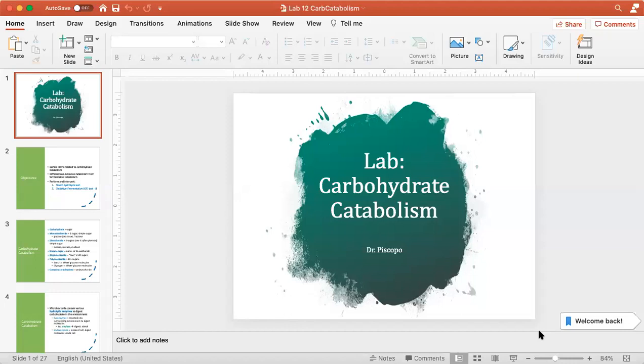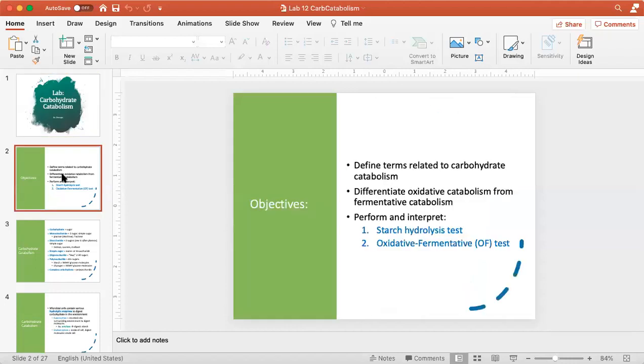And that's what you should be seeing on your screen now. The title slide for carbohydrate catabolism. So here's our objectives for today. First, we're just going to review some of the terminology around carbohydrates. Then we're going to talk about the differences between oxidative catabolism and fermentative catabolism.